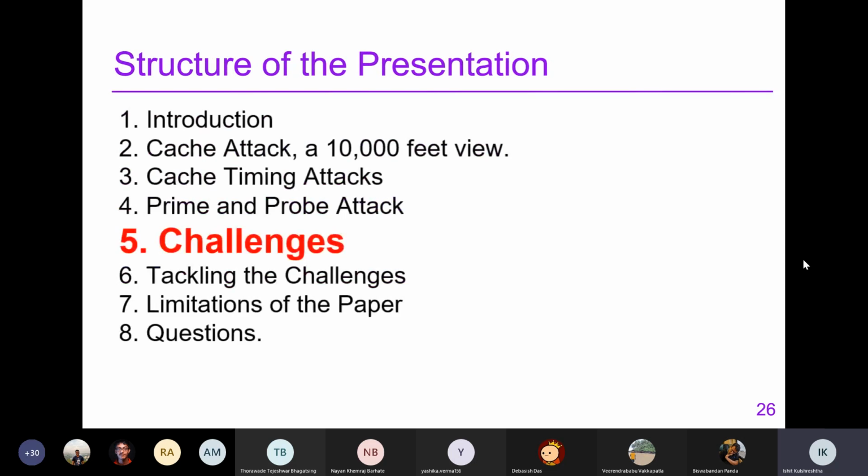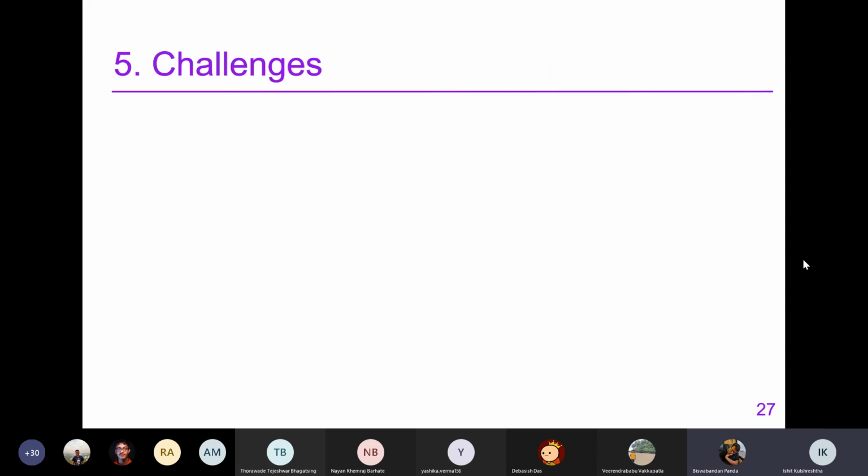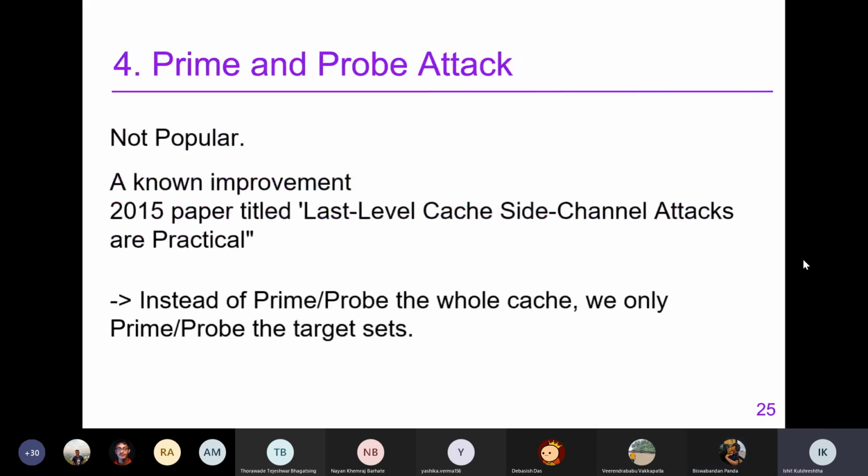We come to the challenges that the authors of the paper mentioned and overcame. I have a question here. In the prime and probe paper, this 2015 paper, that's what Rajiv presented one hour before. Right, and he talked about the notion of conflict sets and eviction sets. Eventually that boils down to a few target sets, so is it not enough? No, sir, that reduction of target sets is not enough, because in this paper we are concerned about other things.